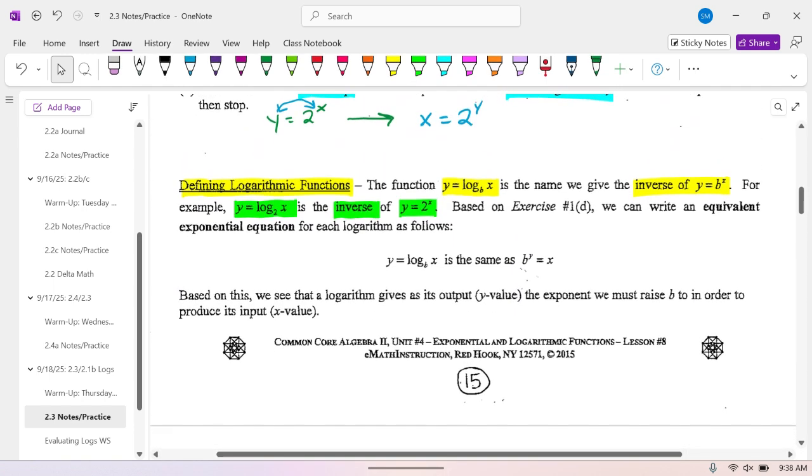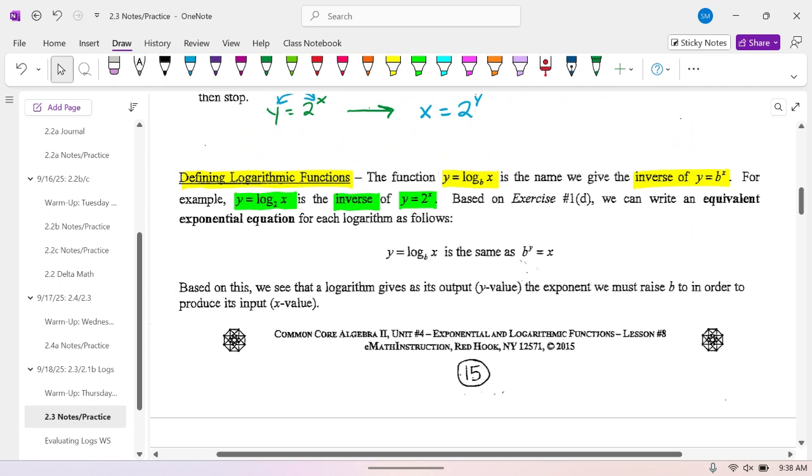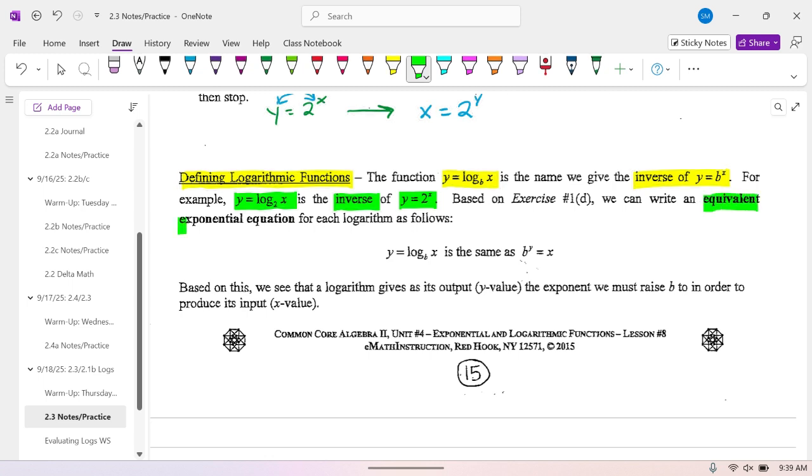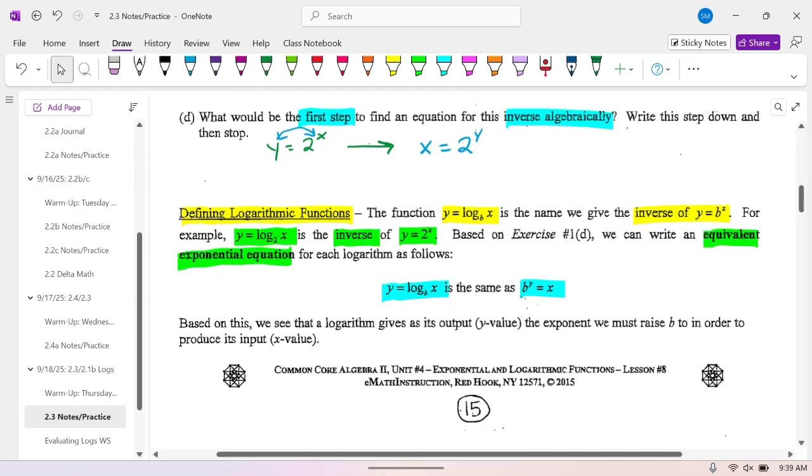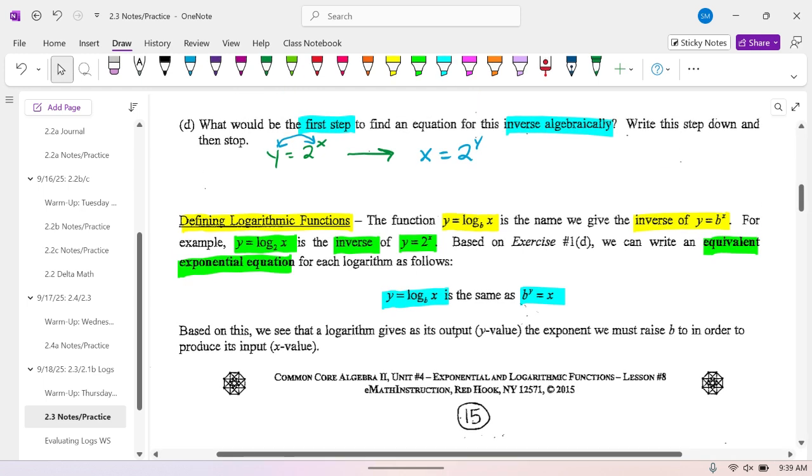Now, I'm going to explain in a second how you actually find that. But if we write an equivalent exponential equation for a logarithm, y equals log b of x is the same thing as b to the y power equals x. So essentially, it's what we started with up here in the blue with our 2 to the y power, but in logarithm form.